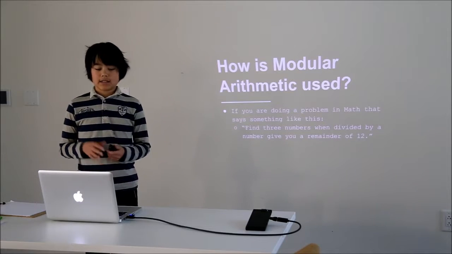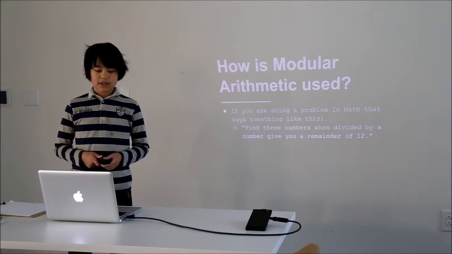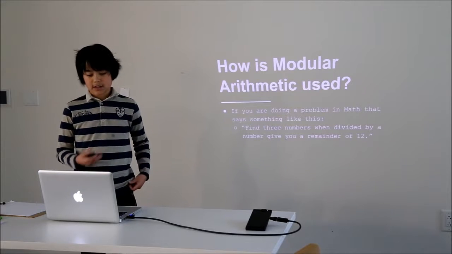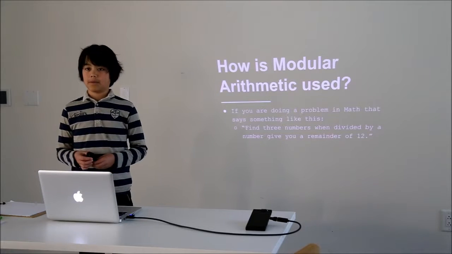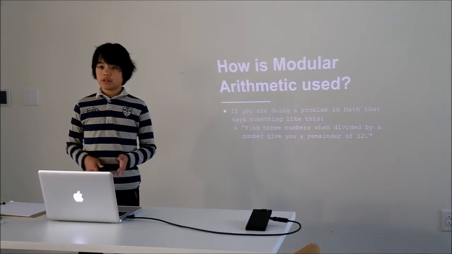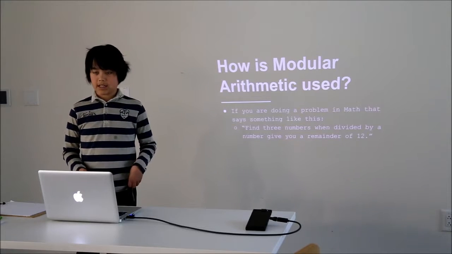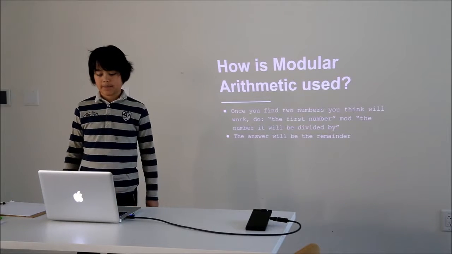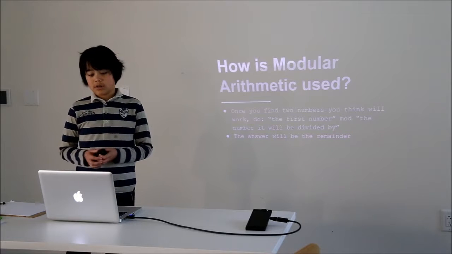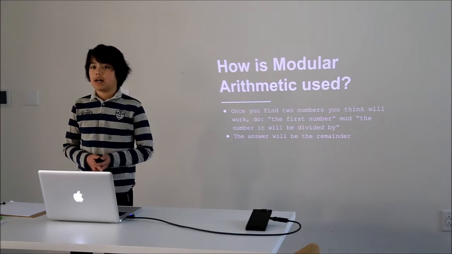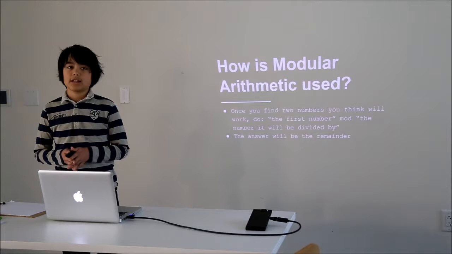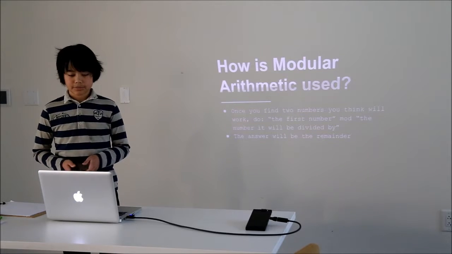But how exactly is it used? Well, an easy way to do problems like this in math, such as find three numbers that when divided by a number give you a remainder of 12, you can use mod to do it very easily here without doing the whole long division thing. Once you find the two numbers you think will work, do the first number mod the number it will be divided by, and the answer you get will be the remainder.